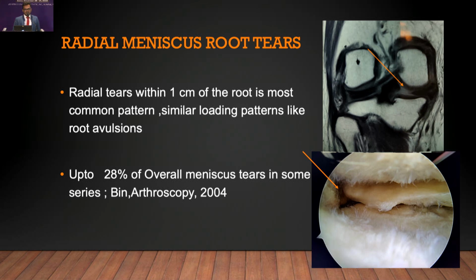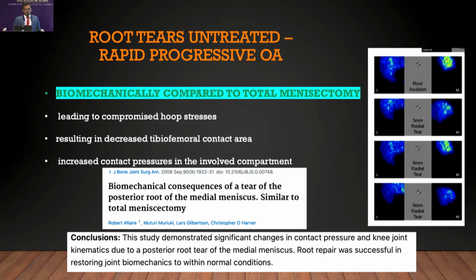Sometimes these tears are reported to be 28% of overall meniscal tears in some series. If root tears go untreated, they lead to rapid progression to OA. Biomechanically they are comparable to total meniscectomy, leading to compromised hoop stresses of the menisci, which increases the pressure between the tibia and the femur, and eventually degeneration of the cartilage.